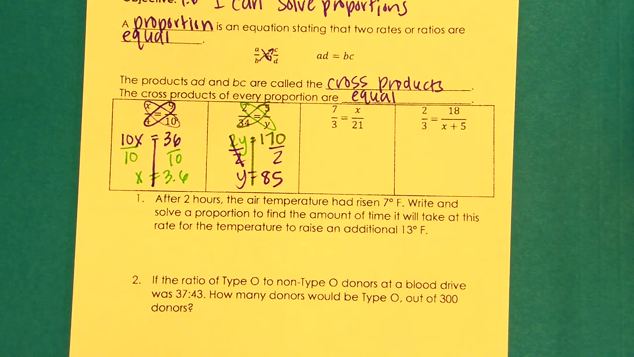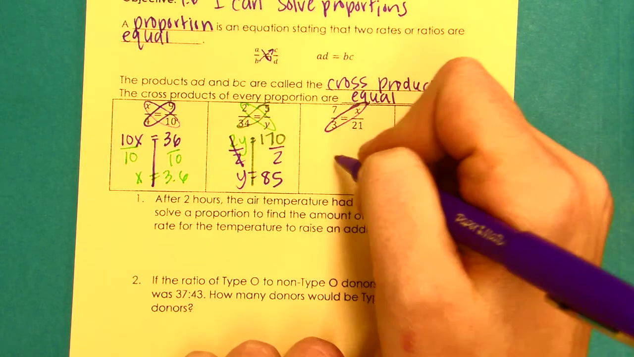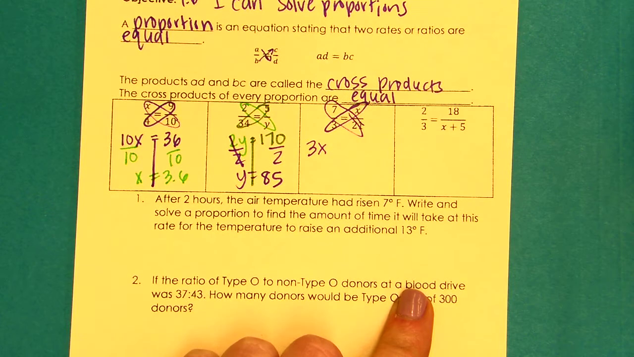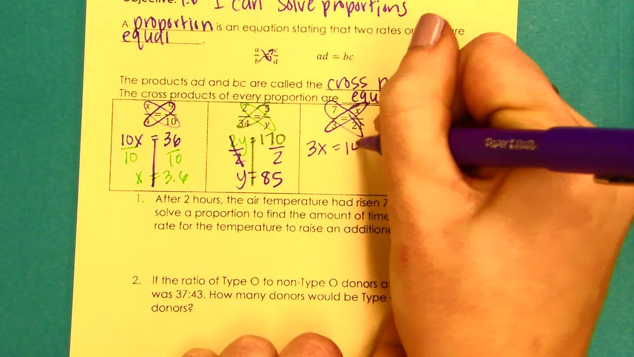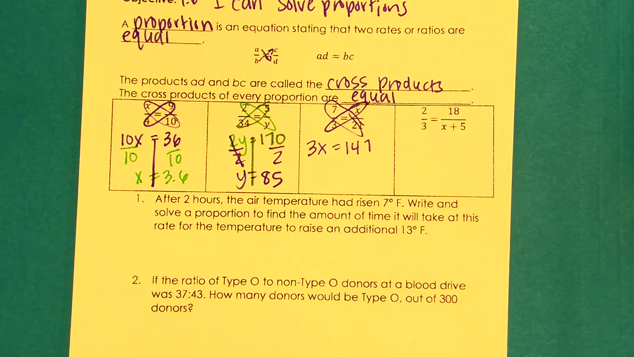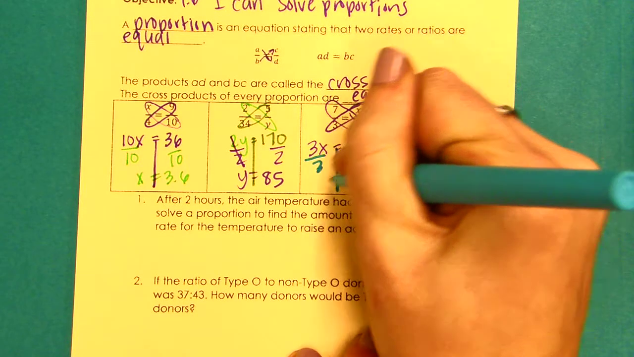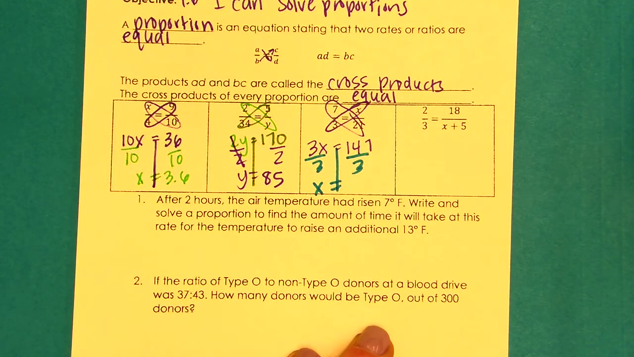Okay, let's go on to the third one. I have 3 times x, which is 3x, equals 21 times 7, which is 147. Then I'll divide by 3 to get the variable by itself. So I get x equals 49.